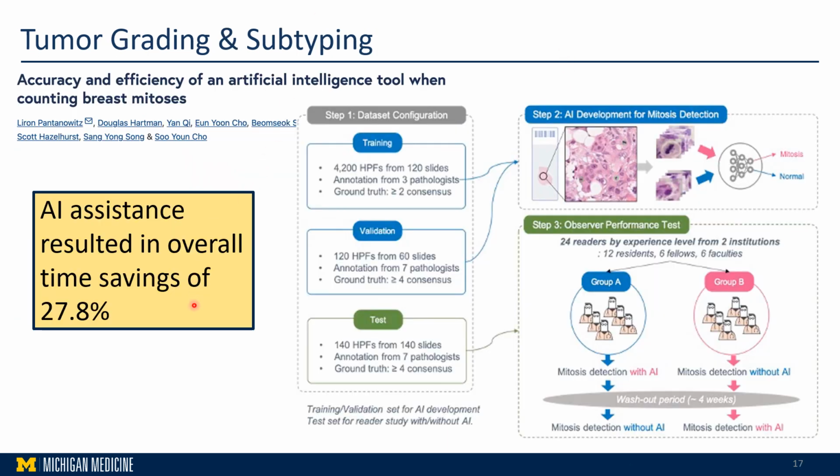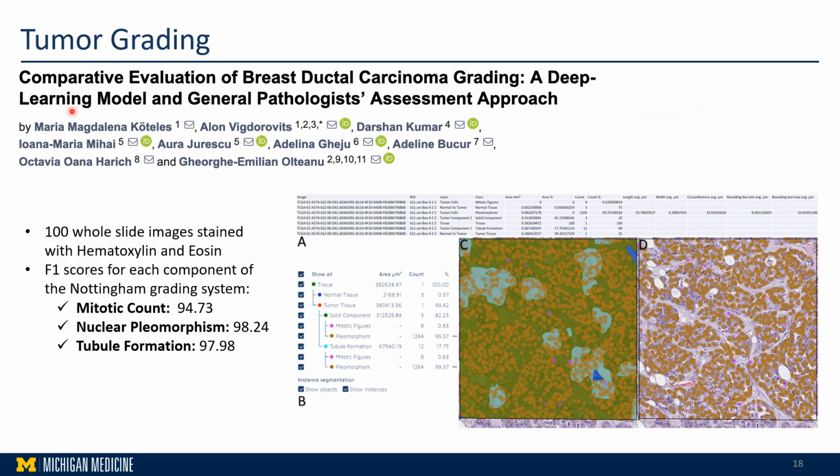And also, published studies on automated mitosis detection have demonstrated a time saving of nearly 28% in detecting and quantifying mitotic figures in breast cancer, along with increased accuracy. So, in this study, they utilized the Cancer Genome Atlas Breast Invasive Carcinoma dataset, which comprised 100 whole slide images stained with hematoxylin and eosin to develop an automated system for Nottingham histological grading to assess the mitotic count, nuclear pleomorphism, and tubular formation using a deep learning based algorithm.